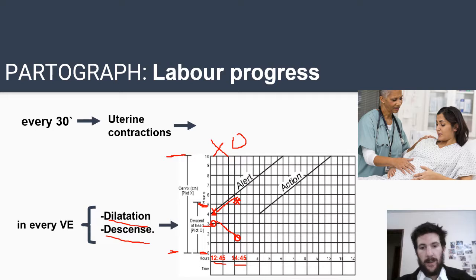If this progression is not going well, you will be in a stasis. When you reach this line, that is the action line, you need to do something. To perform a CS, to call a doctor. There are a lot of things that you can do, but the important thing is that you need to monitor this. If we don't write in the partograph these things, we will never realize that we are under a problem.